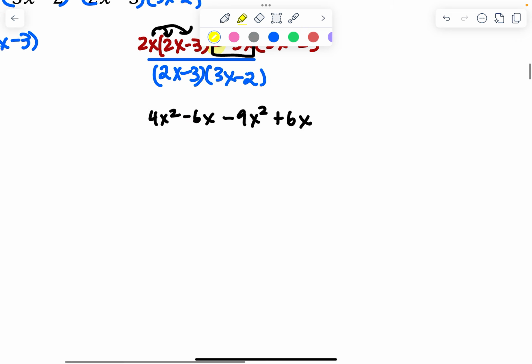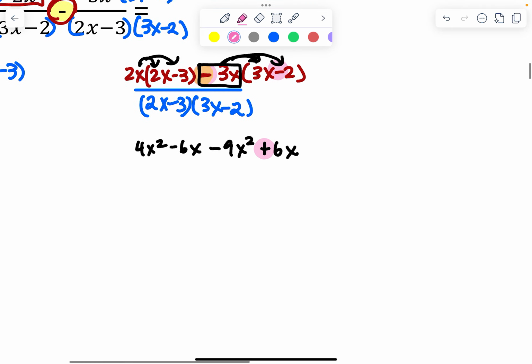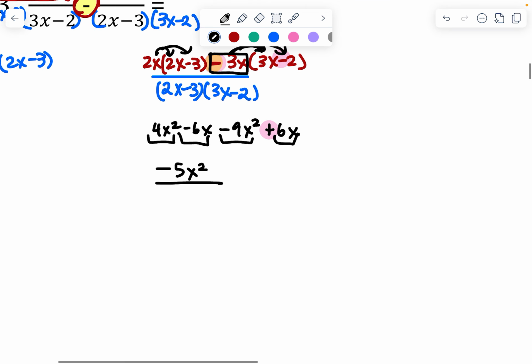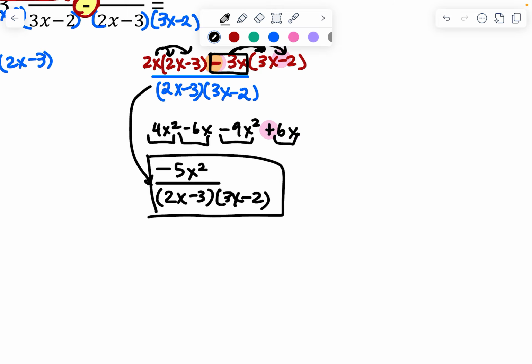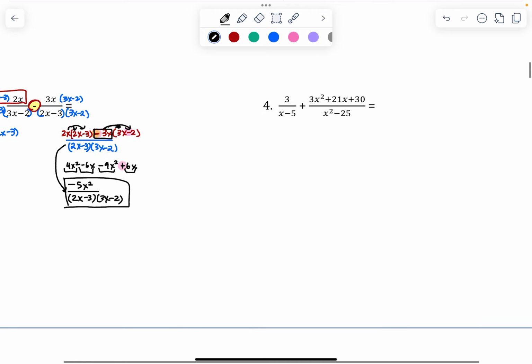That's where all the mistakes happen. I'm going to highlight it for dramatic effect. This minus sign cancels with this minus, becomes plus. Okay, and then combining our like terms, we have a 4x squared minus 9x squared, which is negative 5x squared. And then negative 6x plus 6x cancels out to 0. And then we still need to bring our denominator back for the final answer. Okay, and then always leave your denominators factored. That's going to help us find our domain restrictions later.